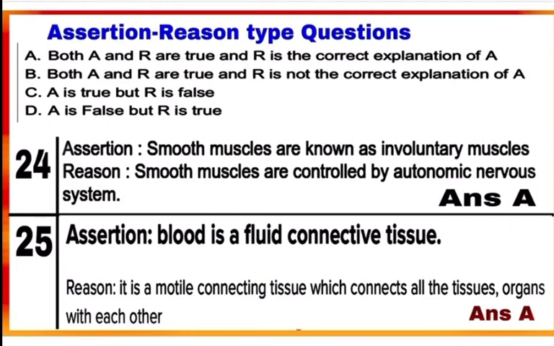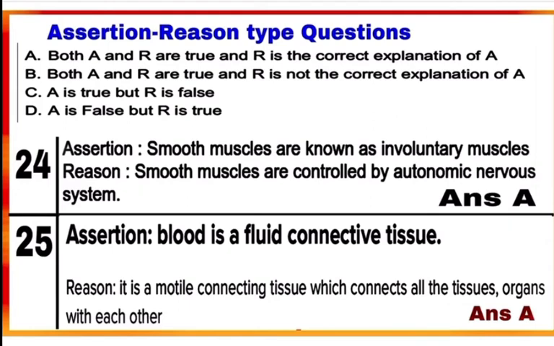This is also true statement and correct explanation of assertion. Smooth muscles are found in wall of internal organs such as blood vessels, stomach, intestine and are under the control of autonomic nervous system. Hence, they are not under the control of animal's will, means they are involuntary muscles. So, mark A as a correct answer. Both A and R are true and R is the correct explanation of A.